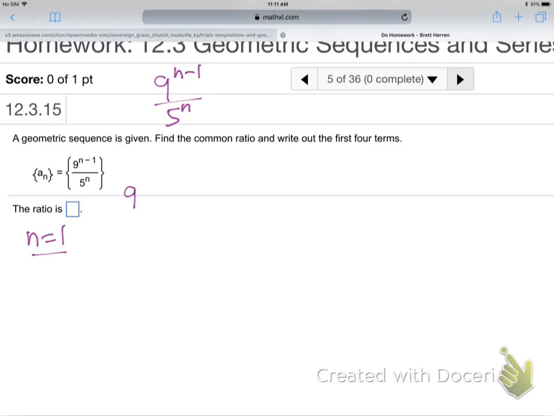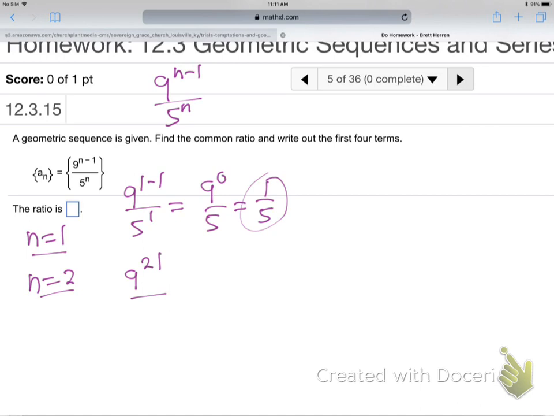So plug in 1, you get 9 to the 1 minus 1 over 5 to the 1. 9 to the 0 over 5. 1/5. So the first term is 1/5. Right, anything to the 0 power is 1, you know that. Plug in 2. Oops, 2 minus 1, over 5 to the 2. So that's 9 to the 1 over 25, 9/25. And you could find the third and the fourth.